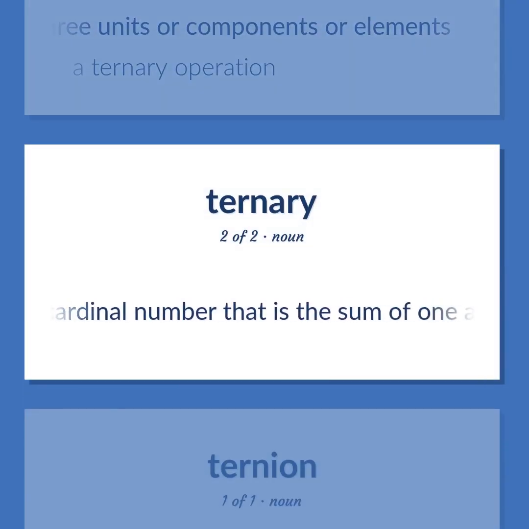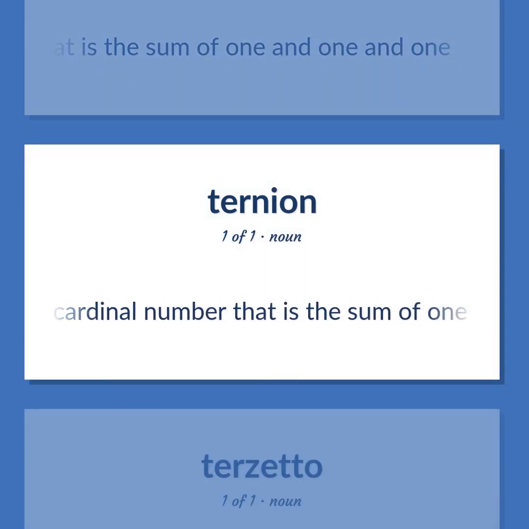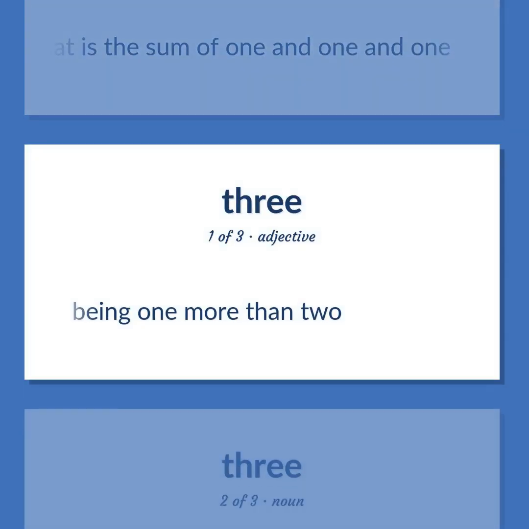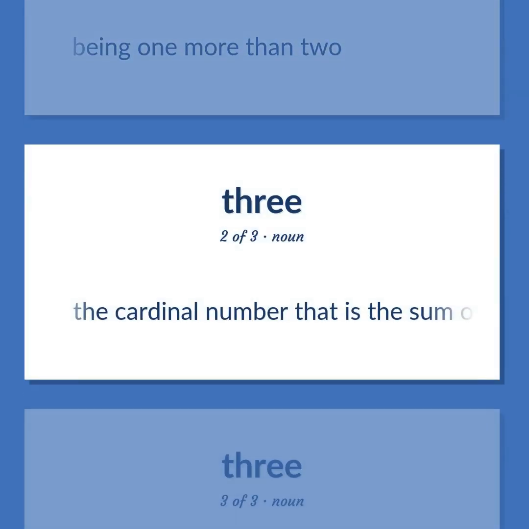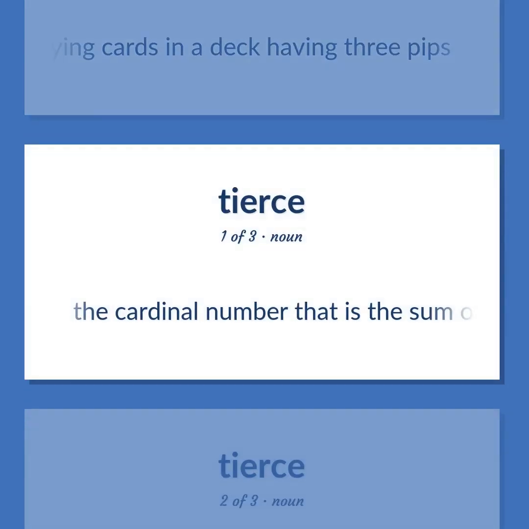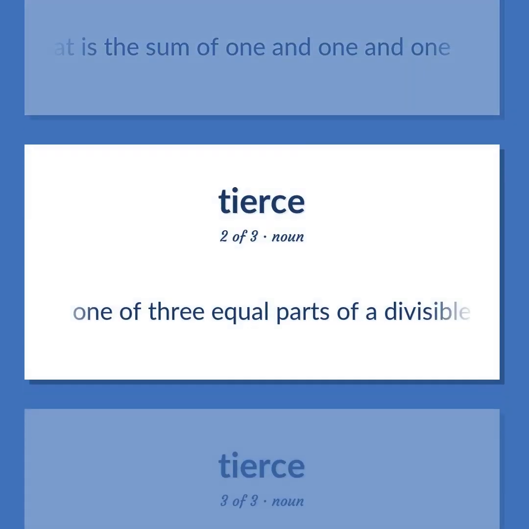The cardinal number that is the sum of 1 and 1 and 1. Being one more than two. One of four playing cards in a deck having three pips. One of three equal parts of a divisible whole.